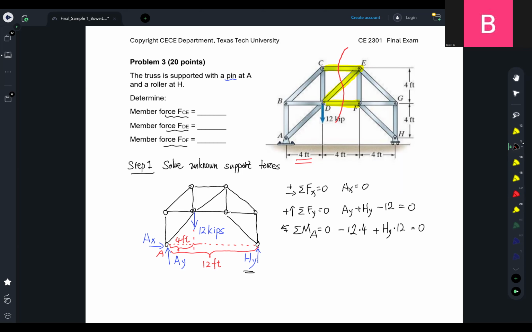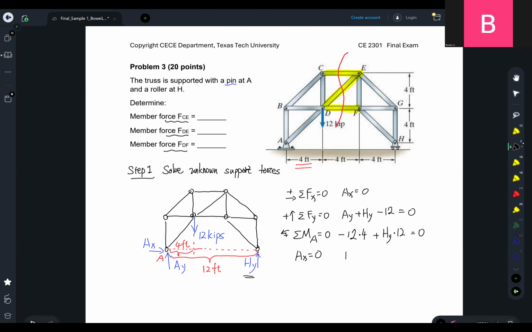So from the three equations, we first have AX equals 0. Since the second equation has two unknowns, we leave it as it is and go to the third equation. From the third equation, we have HY equals 4.